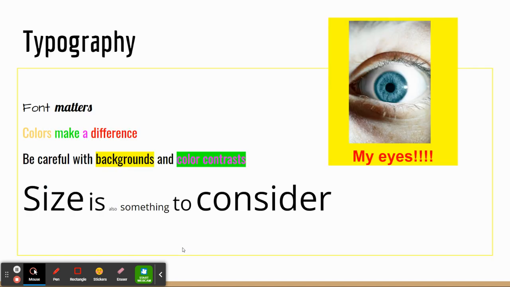Typography is something to keep in mind as well. Different fonts and different colors can cause the audience to pay attention to certain words or things differently. So if you're trying to call attention to that, that's fine. But keep in mind that some fonts are harder to read, some colors can hurt your eyes, different backgrounds and color contrasts can be difficult for the audience to see, especially from afar. And keep in mind that if you make things too small, it's hard to read, and too big is distracting.